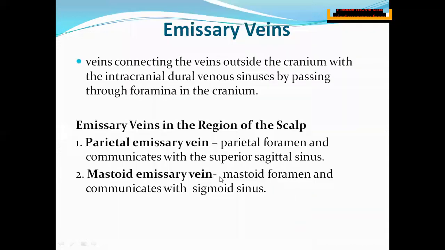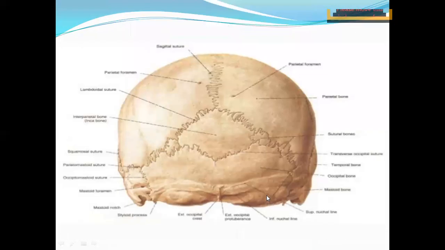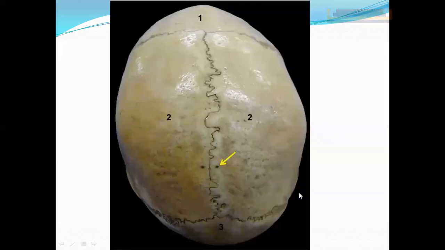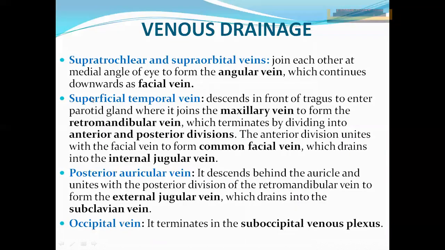Towards the mastoid process, we have the mastoid emissary vein, which communicates the veins of the scalp to the sigmoid sinus. See, this is the mastoid foramen. From here, the mastoid emissary vein will communicate to the sigmoid sinus. Okay, so overall, the venous drainage, whatever I told you, is listed here. Just pause the slide and read it once. You will understand better.